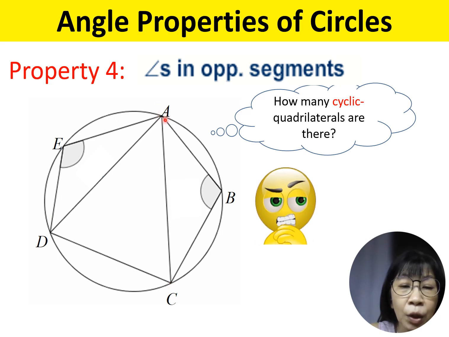And the other one that we have is points A, B, C, D. So this particular quadrilateral is also known as a cyclic quadrilateral. So in this diagram, we have two cyclic quadrilaterals.